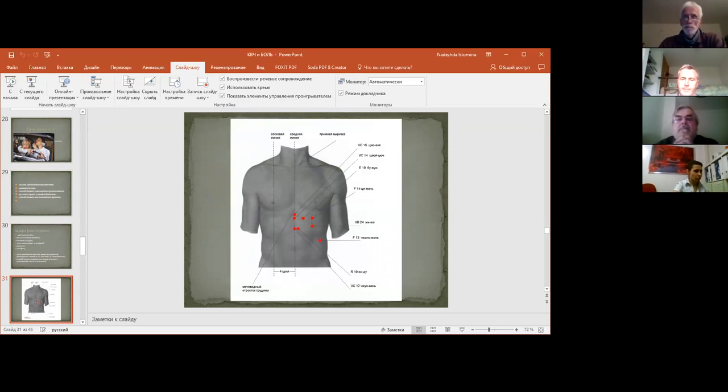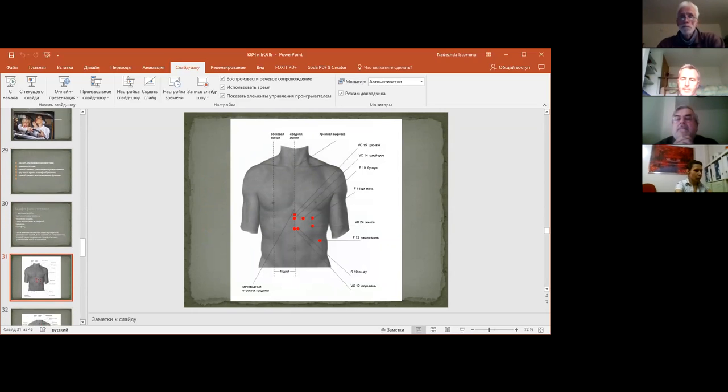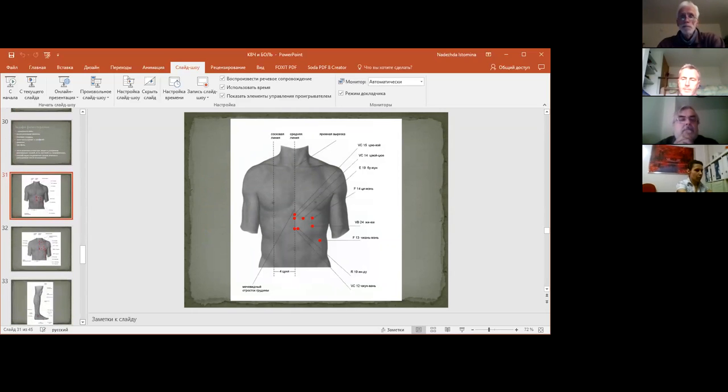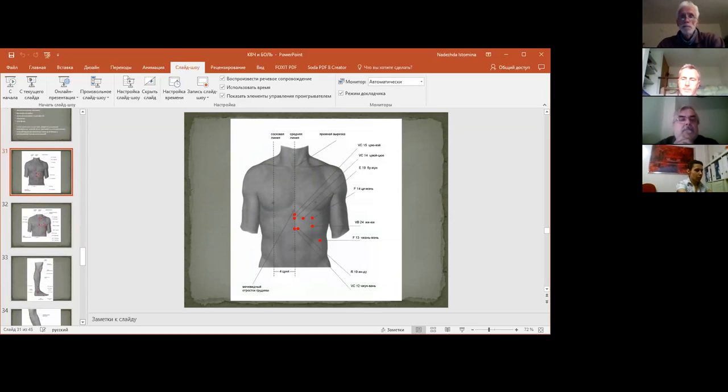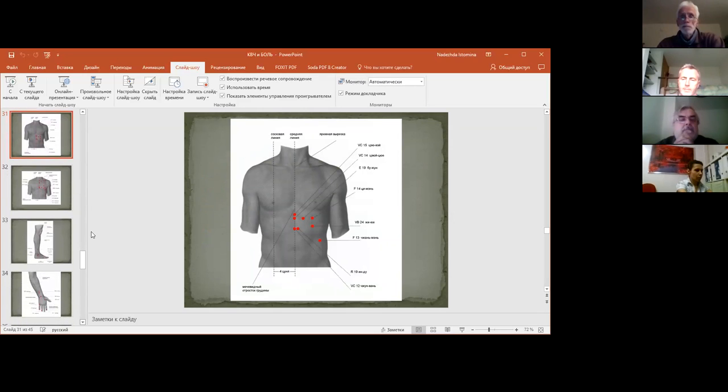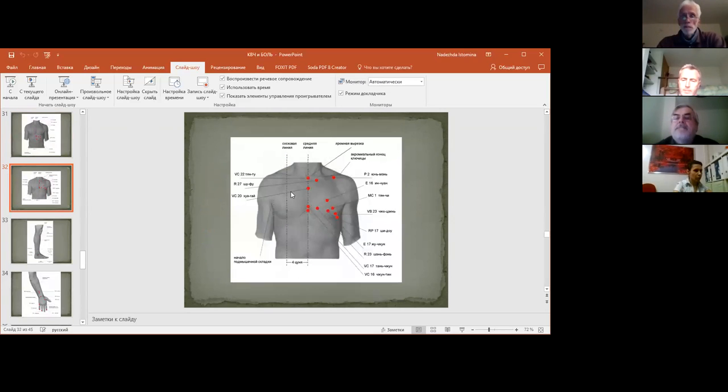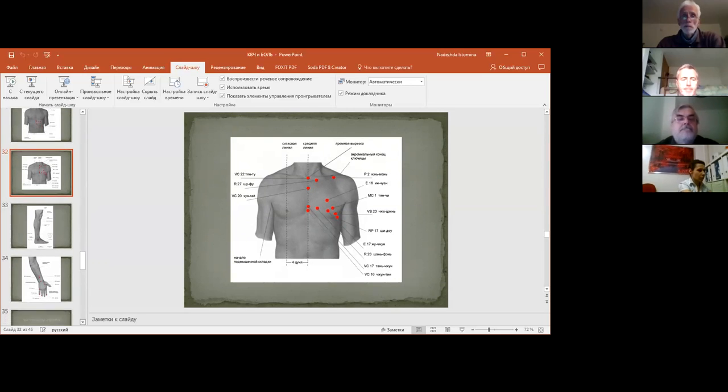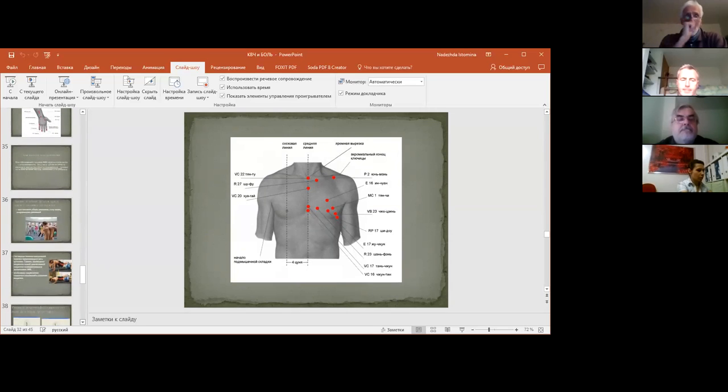Вот Дитер уже показывал вот эти наиболее часто используемые биологически активные точки, которые мы используем для общего воздействия. Dr. Zenke has already demonstrated the most frequently used acupuncture points. Так, и сейчас я перелистаю.